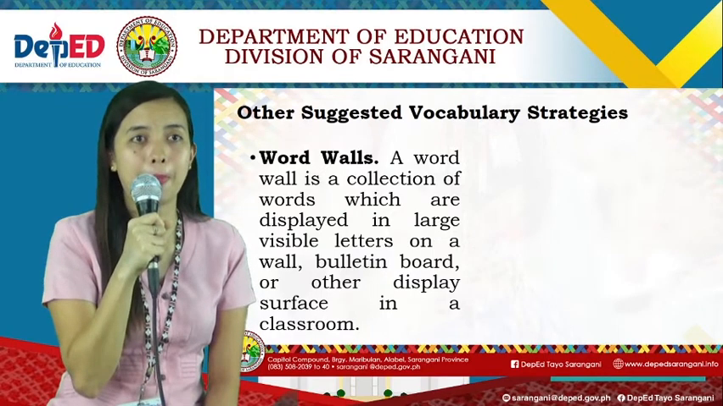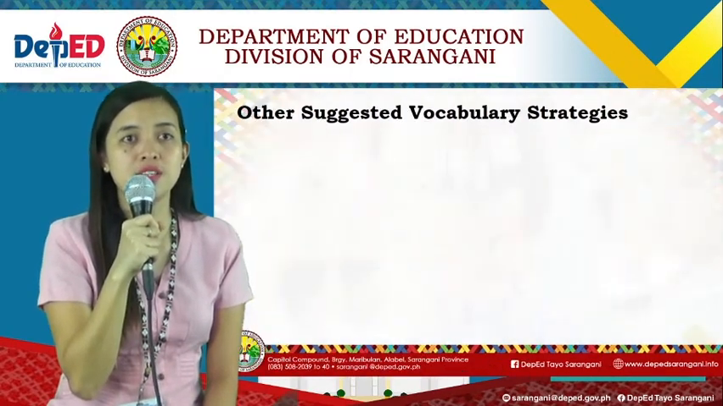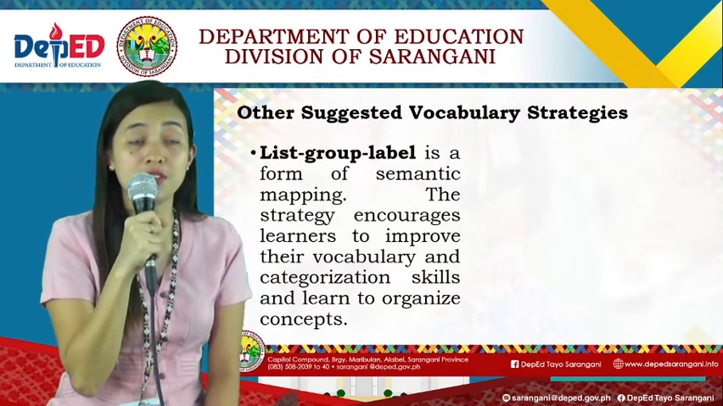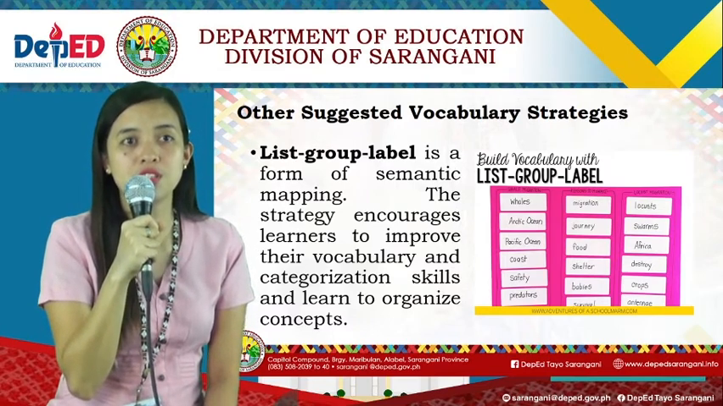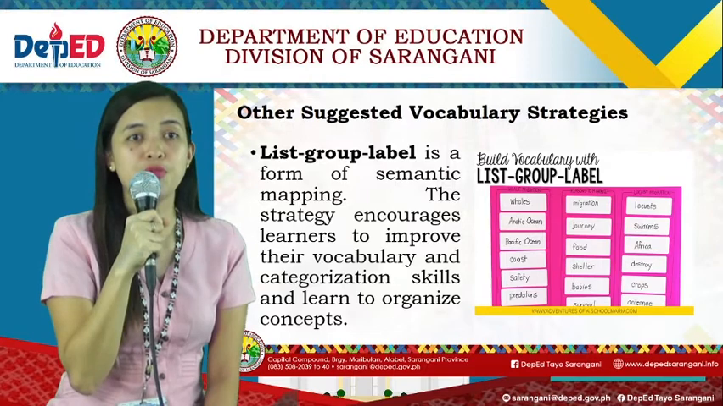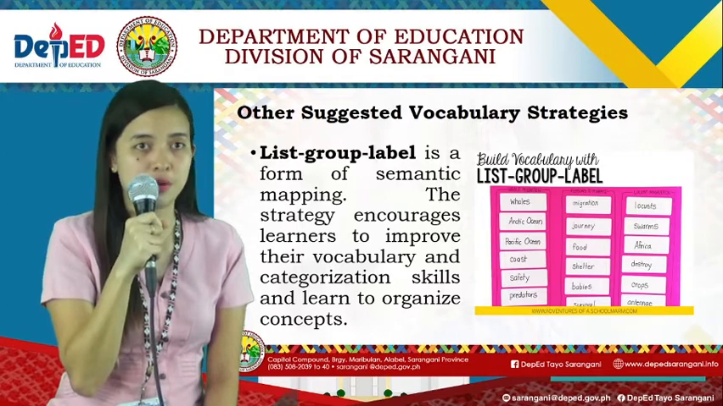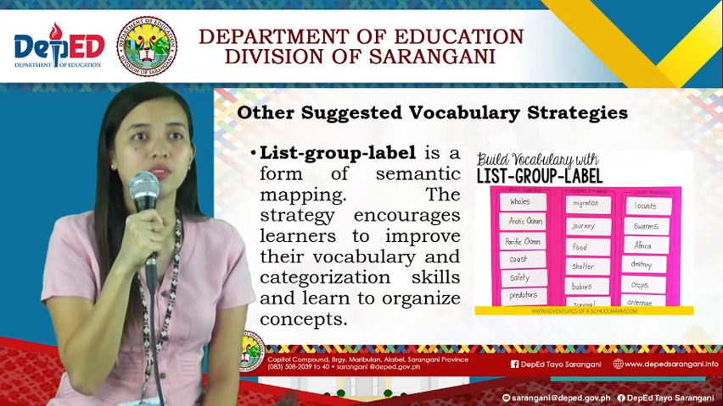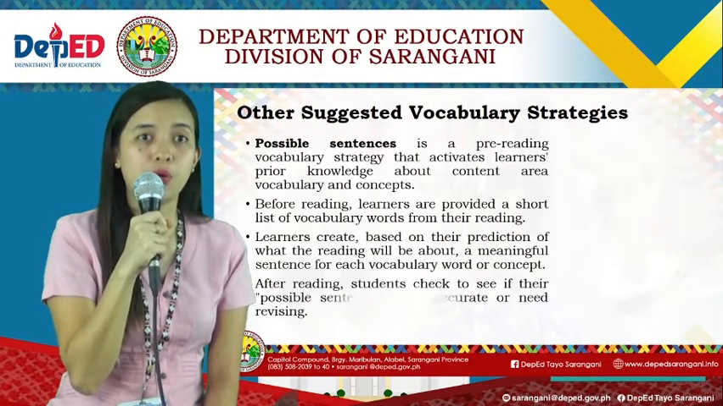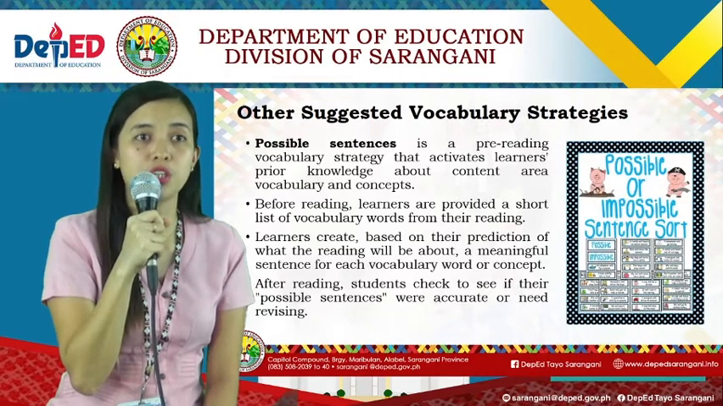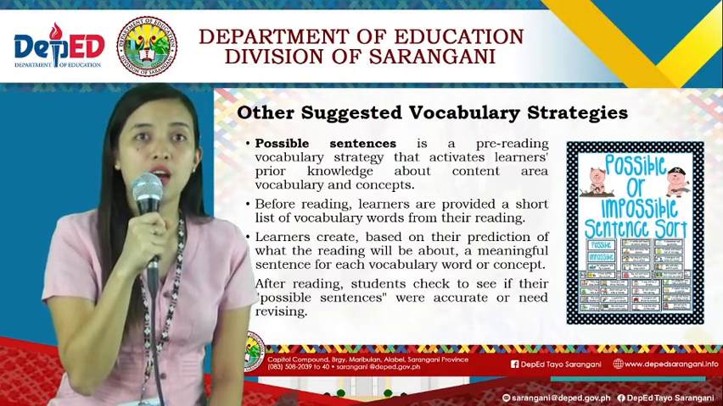You also have the list group label. This is a form of semantic mapping, as shown in the image in this presentation. This strategy encourages learners to improve their vocabulary and categorization skills and to learn to organize concepts. And the other one is the possible sentences. A while ago, I shared with you that it is very important to unlock difficult words, especially in reading passages. So this strategy could also be applied, the possible sentences.